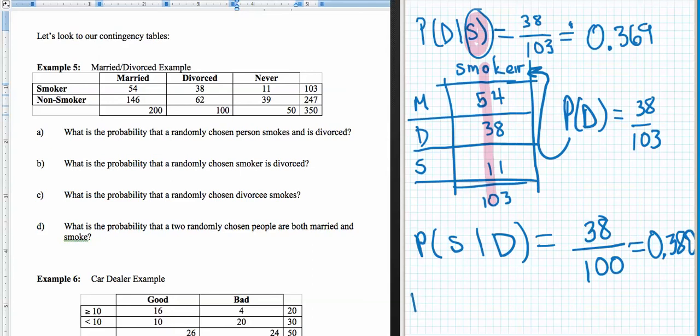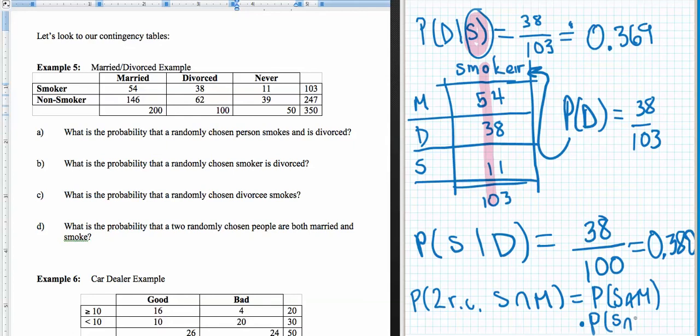And so the probability that two randomly chosen people are both smokers and married is equal to the probability that we have a smoker and married, times the probability that we have a smoker and married, given that we already had a smoker and married in the first place. And I'll write it that way, with little subscripts there. That's kind of hokey, but you know what I mean, hopefully. And I'm going to put this in black because I'm out of paper.